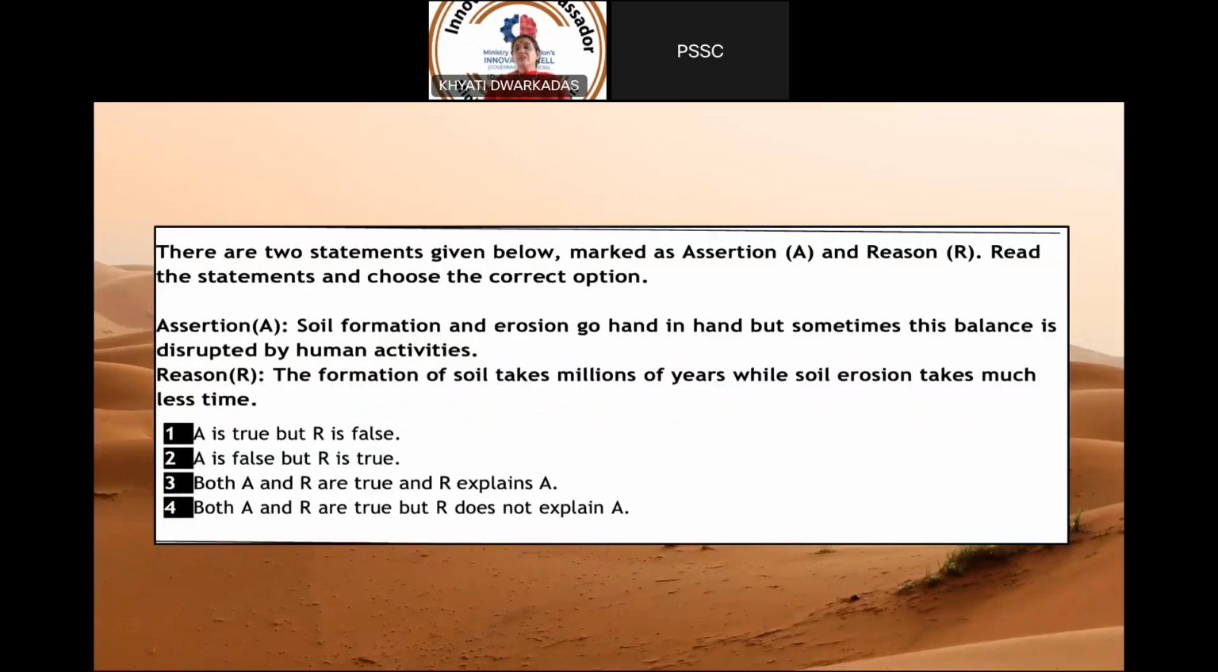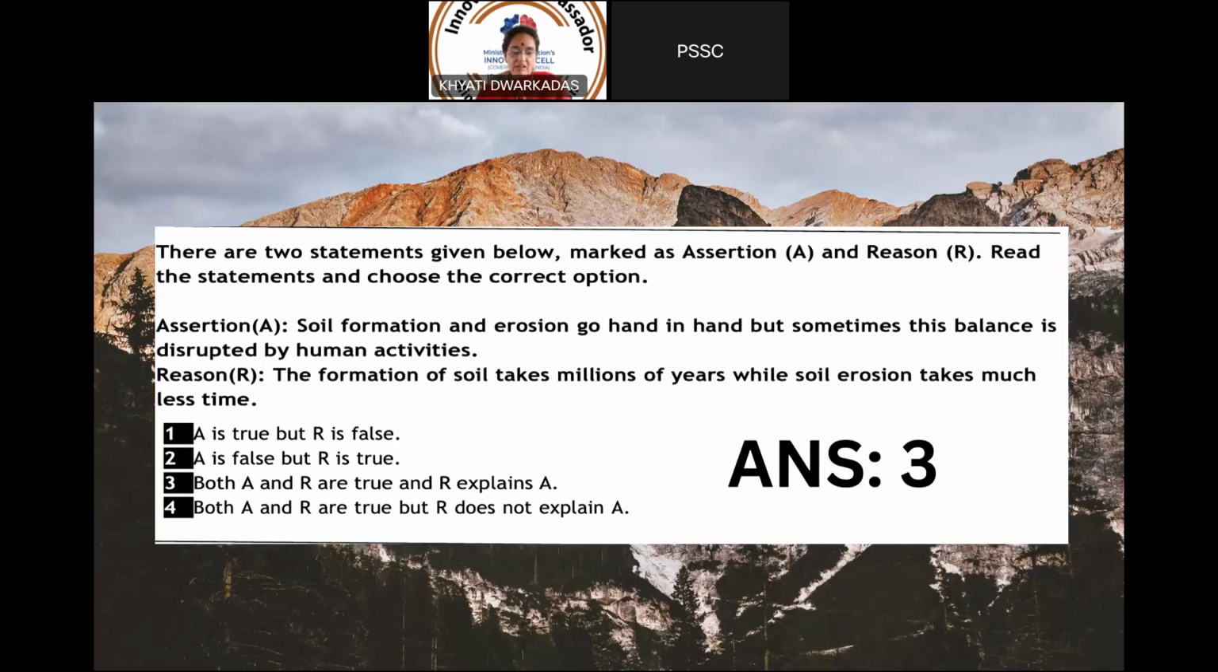Look at the assertion and reasoning type. Soil formation and erosion go hand in hand, but sometimes this balance is disrupted by human activities. The formation of soil takes millions of years, while soil erosion takes much less time. It is C.